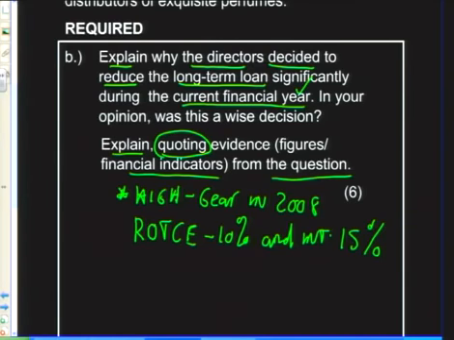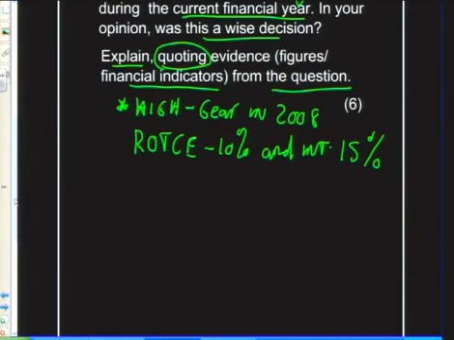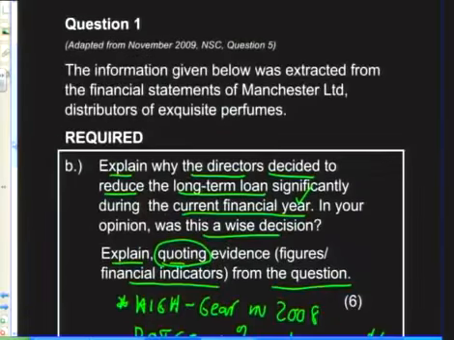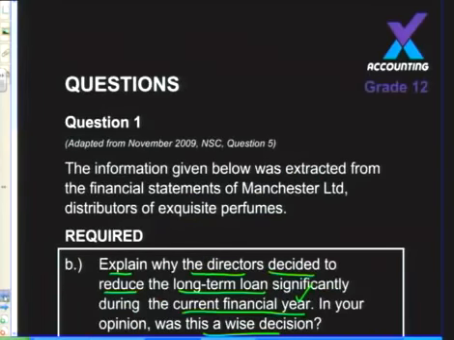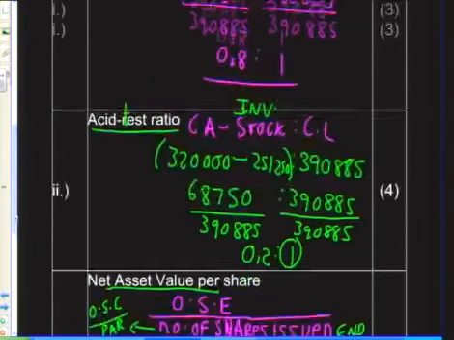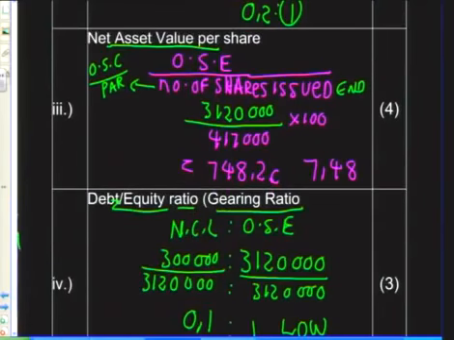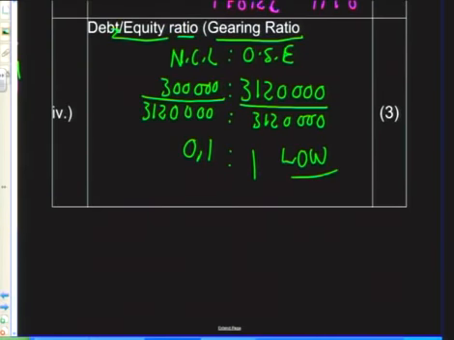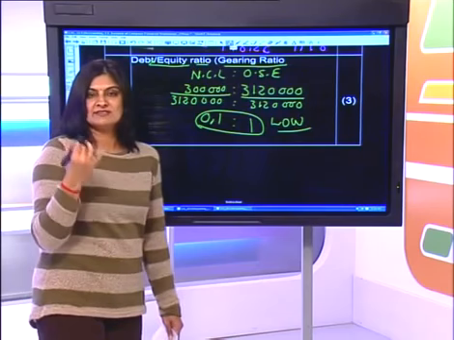Let's now look at the second question. In your opinion, was this a wise decision? Now clearly, guys, yes, it was a wise decision. We are then asked to quote relevant figures, financial indicators from the question itself, and you don't have to go very far. If we go to the previous question, let's look at what happened to our debt equity ratio. There's our debt equity ratio. It's obviously now low geared. So it was a wise decision.